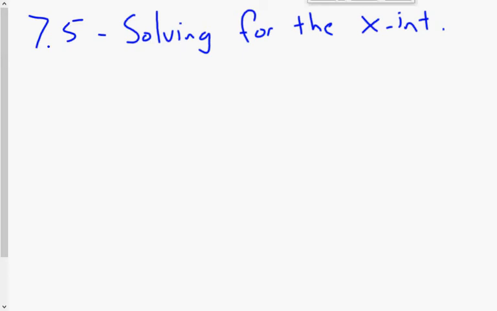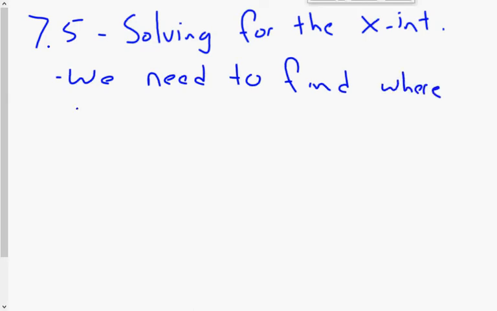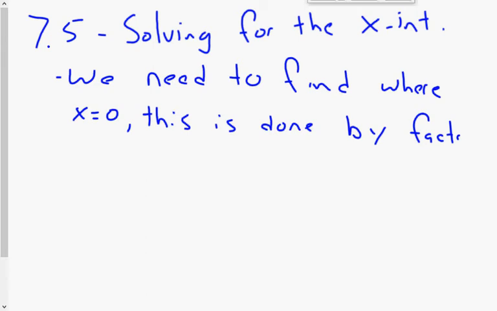Okay? So the x-intercepts, remember, it's where the graph hits the x-axis. This is where y equals 0, right? So we need to find where y equals 0, and this is done by factoring the quadratic.